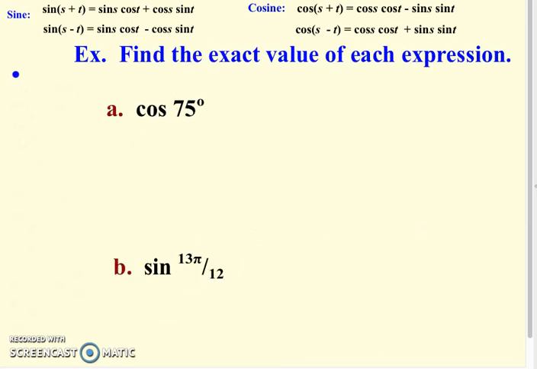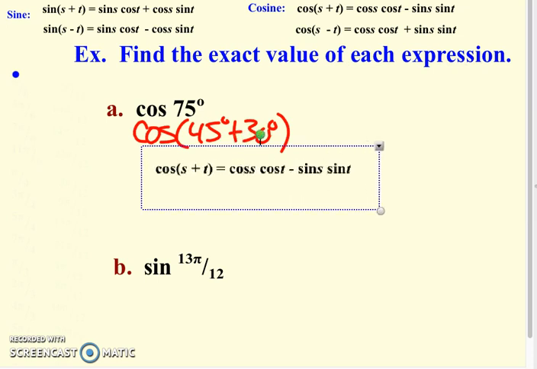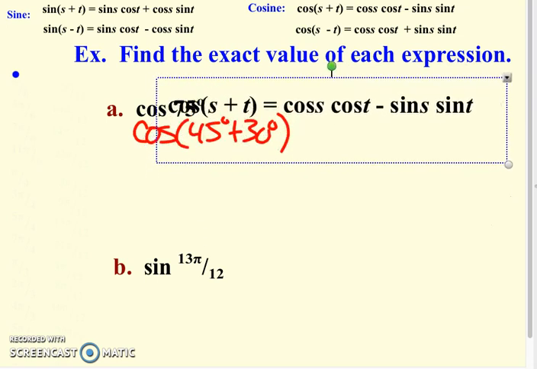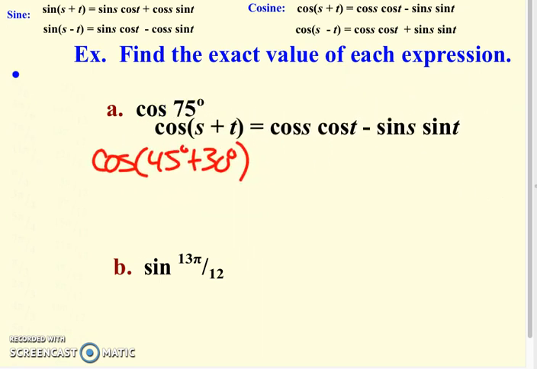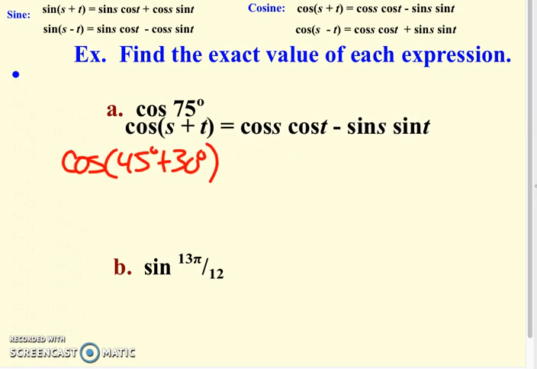Cosine of 75 or sine of 13 pi over 12. Basically, the first thing for you to do is create a pair. So if I'm doing the cosine of 75, probably I'm going to do cosine of 45 plus 30. As soon as I do that, what I've created is a cosine sum. So I'm going to use the cosine sum formula. All you've got to do at this point is lay it out with that formula, expand it out with the formula, and then go to your unit circle to finish the problem.